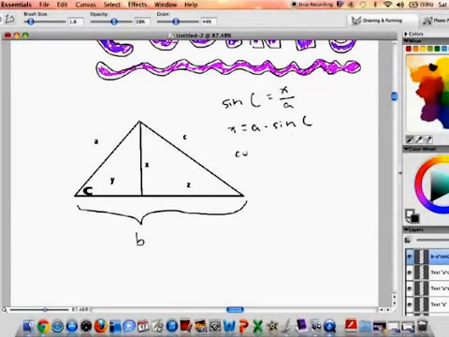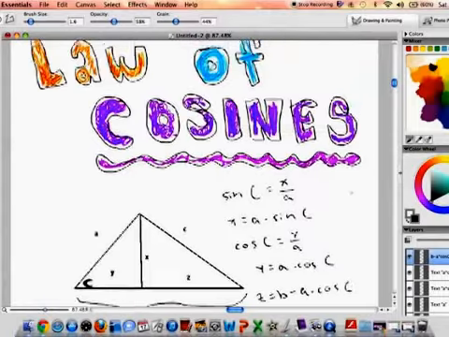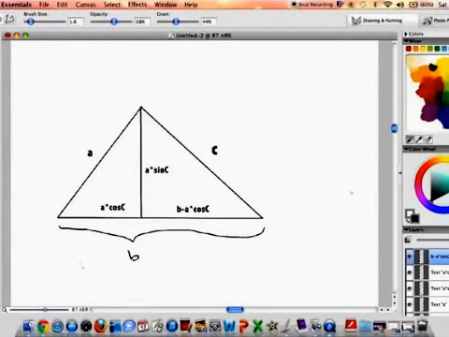Then we also know that cos C is equal to y over a. So that means y is equal to a times cos C. But then we also know that y plus z is equal to b. So z is equal to b minus y, which is a times cos C. So if we plug these values into that triangle, we'll get this triangle.